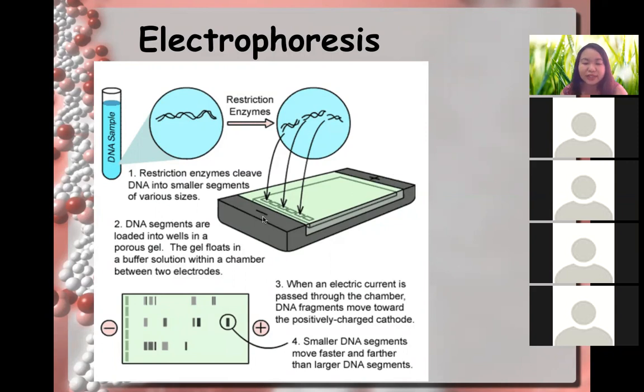Here are the negative and positive ends. So it goes to the positive. When an electric current is passed through the chamber, DNA fragments move toward the positively charged electrode. The smaller DNA segments move faster and farther than the larger DNA. It makes sense, because if you are thin, you run faster, right?